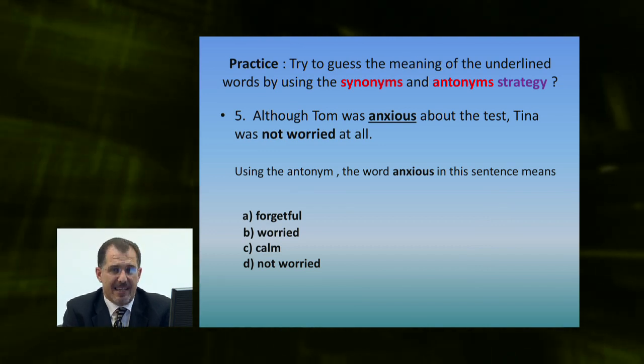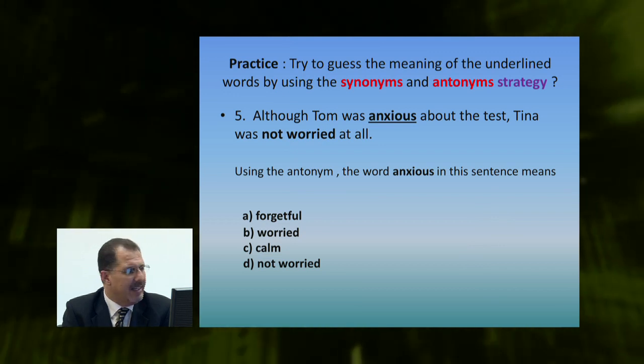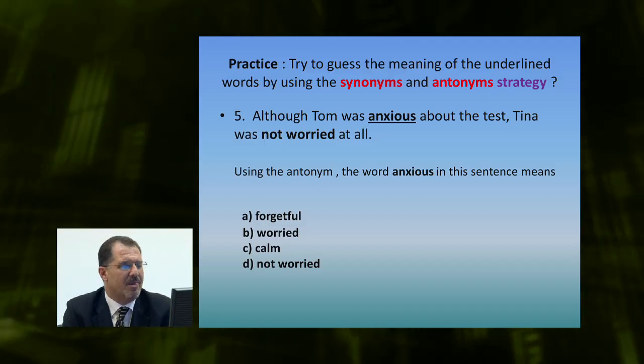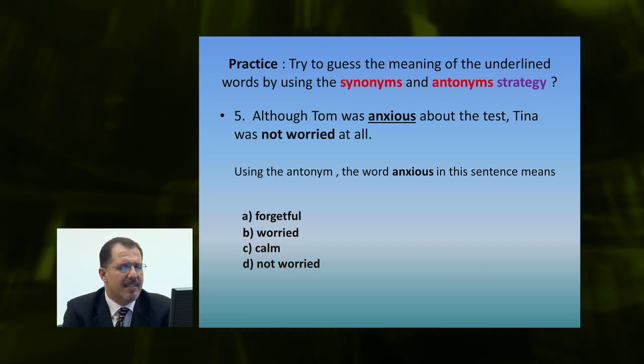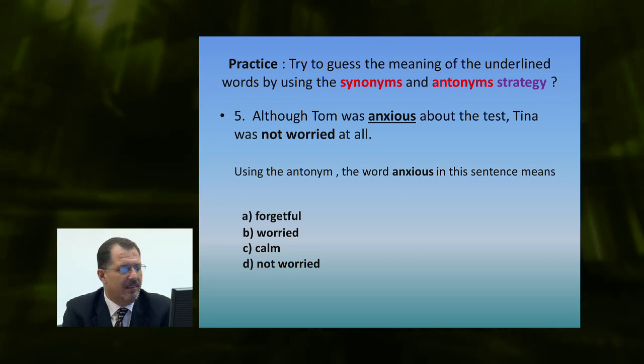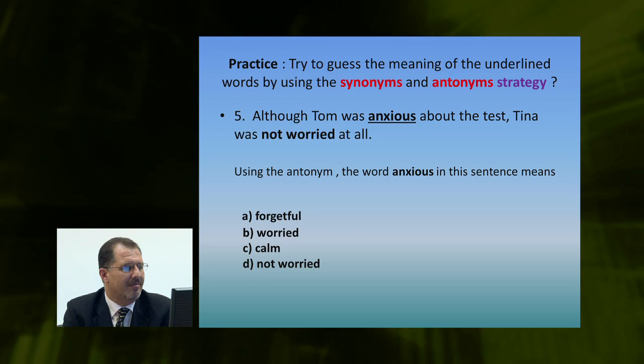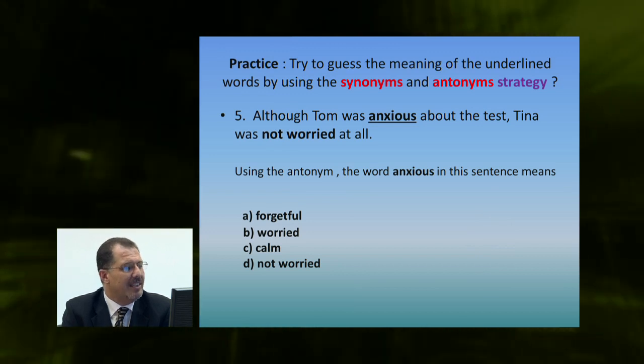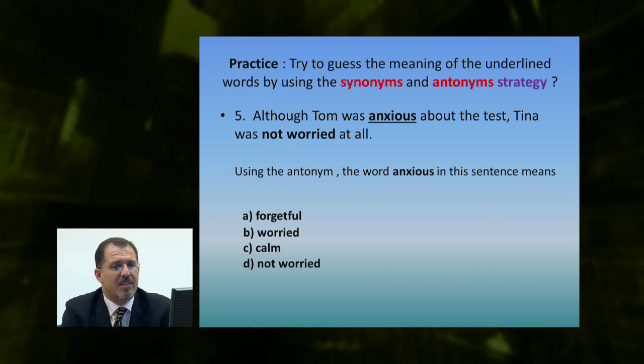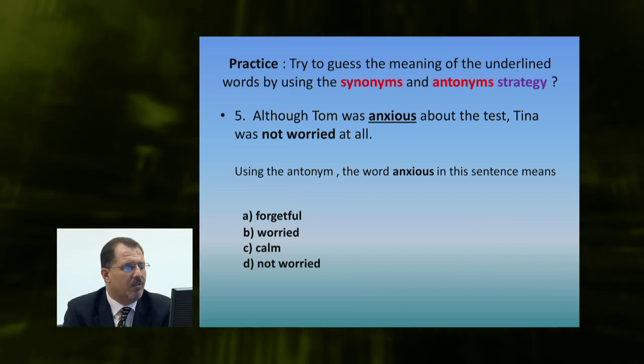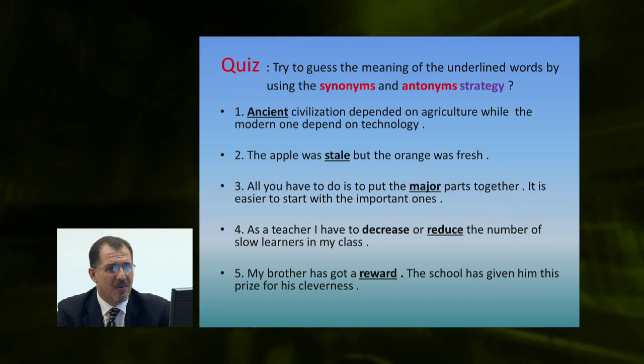What about the next question? Although Tom was anxious about the test, Tina was not worried at all. Again, although Tom was anxious about the test, Tina was not worried at all. Using the antonym here, the word anxious in this sentence means forgetful, worried, calm, or not worried. So take into consideration that we have "although." When we have "although," it means we are going to have two different ideas. So try to guess the meaning of anxious here. What do you think? Anxious, of course, means worried.